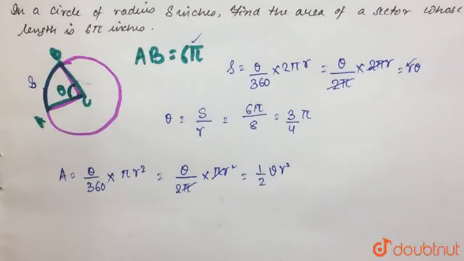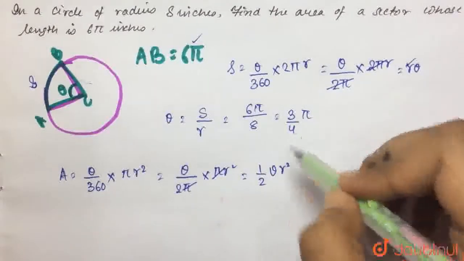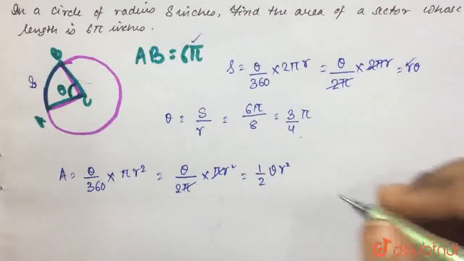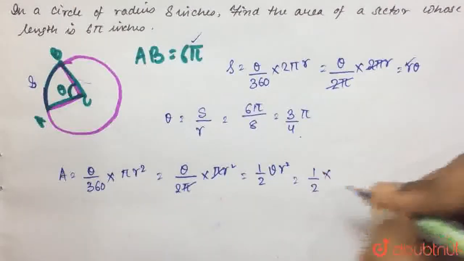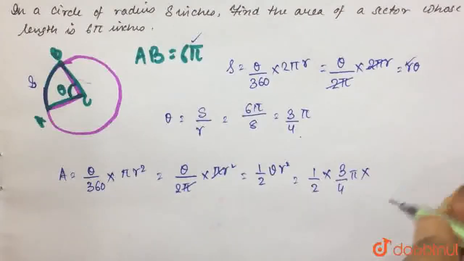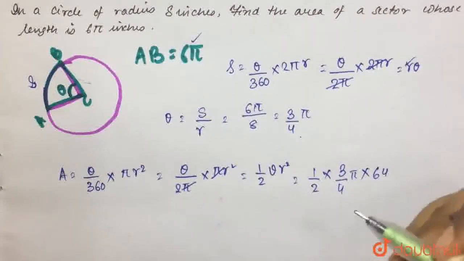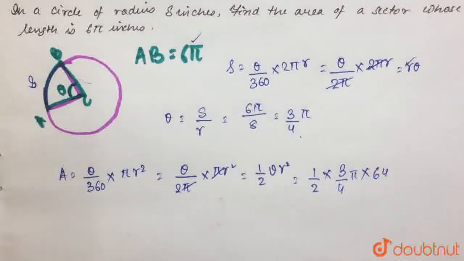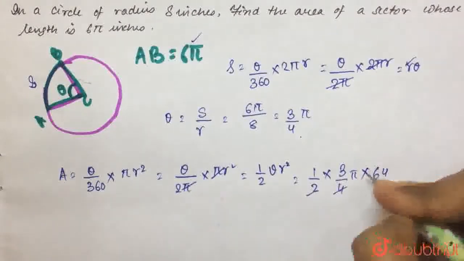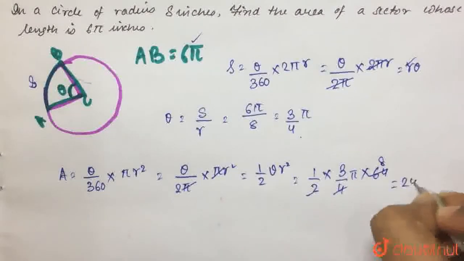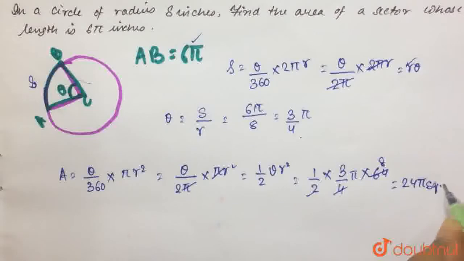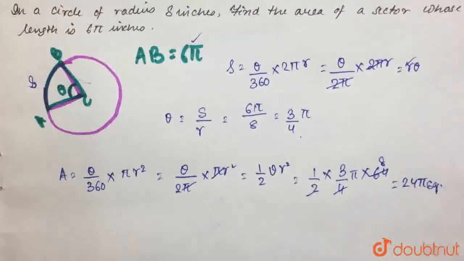Here we have the value of theta, and we have the value of the radius, that is 8 inches. So we will obtain the area as half into theta, that is 3 by 4 pi, into r square, that is 64. From here we reduce the numerator and the denominator. So 2 4s are 8 and 8 8s are 64. This gives us the area as 24 pi square inches. Since we have been given the dimension in inches, it is square inches.